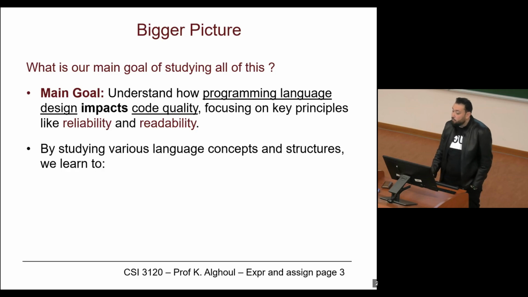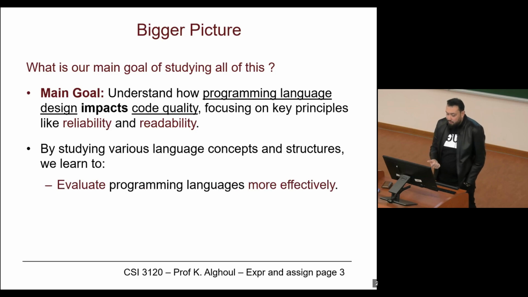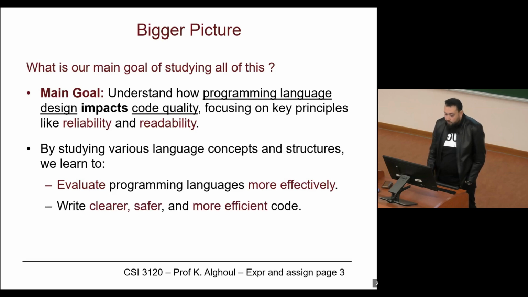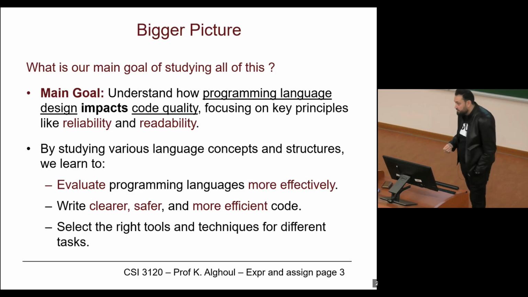So by studying various language concepts and structures, we learn to what? To evaluate the programming languages more effectively. So that's what we're trying to gain from this course. And we want to be able to write clearer, safer, and more efficient code. So by learning these concepts, especially when we learn, for example, the names, the data type, implicit, explicit, all of these kind of things, will help you actually write clearer and safer code, and then select the right tools and techniques for different tasks.